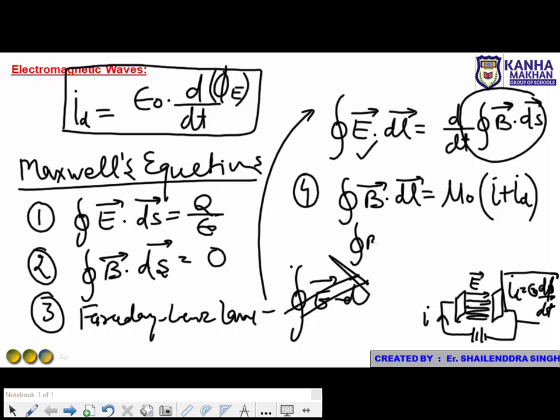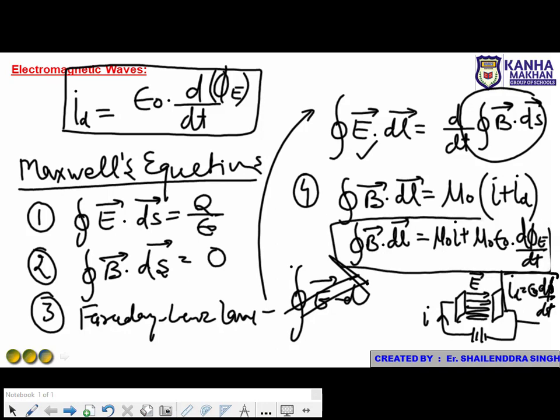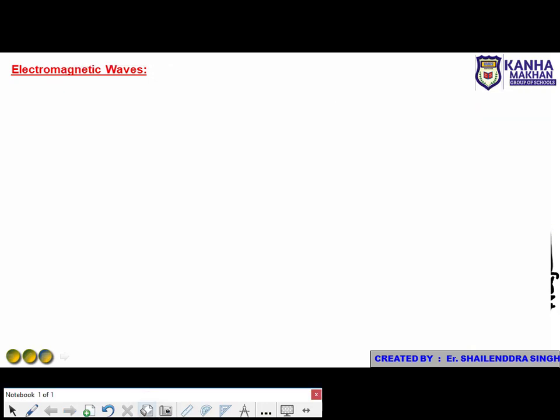Finally it becomes, B dot dl equals mu naught times I plus mu naught epsilon naught times d phi E over dt, and all these equations are known as Maxwell's equations. There are 4 equations, and it can be asked in an exam for 1 mark. So now we will discuss what an electromagnetic wave is.